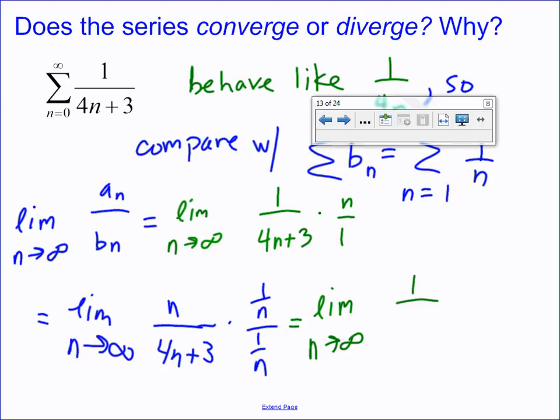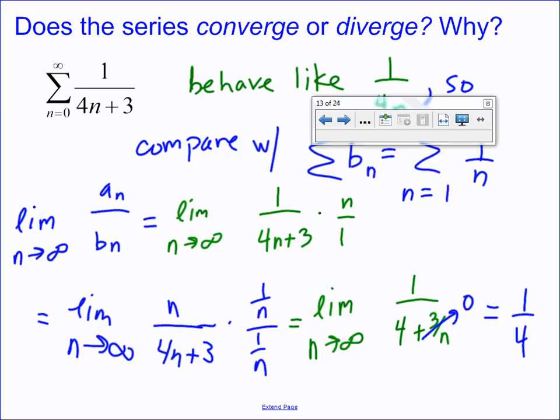So I get 1 over 4 plus 3 over n. What happens to 3 over n as n goes to infinity? Goes to 0. So we still get our 1/4 that we predicted with L'Hopital's. You can certainly use L'Hopital's too. You could use L'Hopital's, that's totally fine.